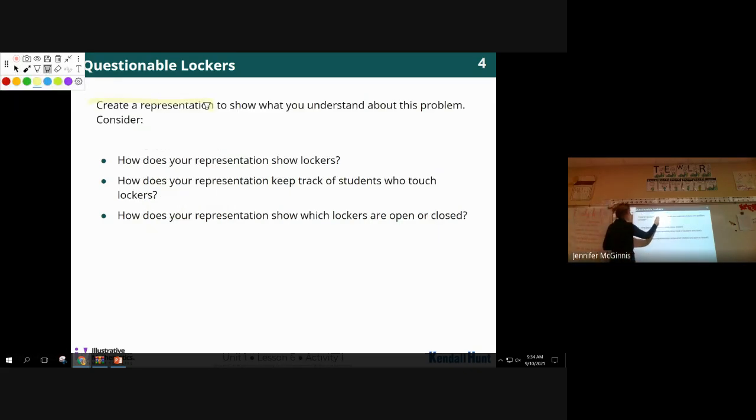Create a representation in your Cactus notebook to show what you understand about this problem. Here are the things to consider. How does your representation show the lockers? How does your representation keep track of students who touch lockers? I already showed you how mine was going to do that. How does your representation show which lockers are open or closed? I actually didn't show you this part. I showed you this part.